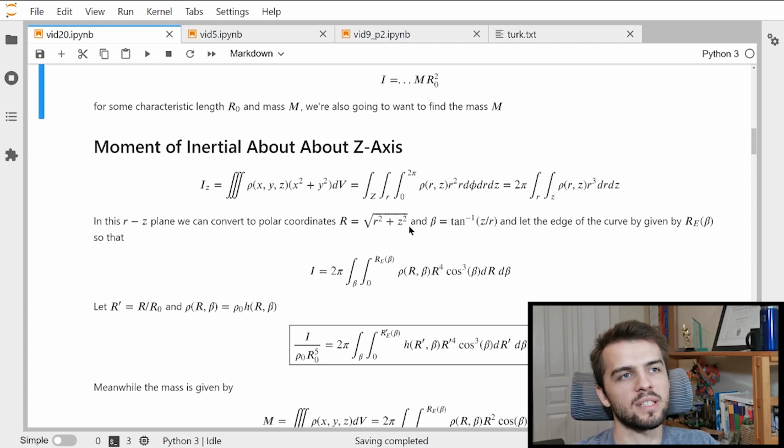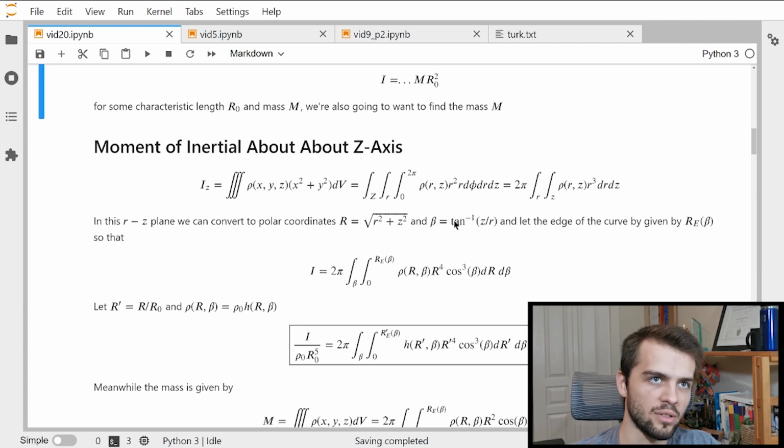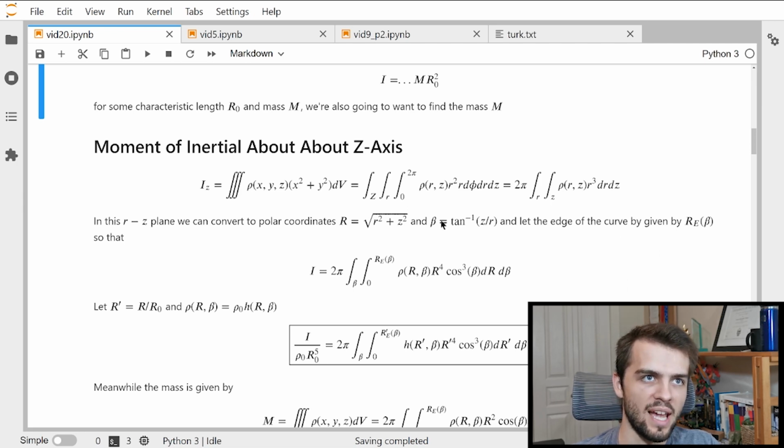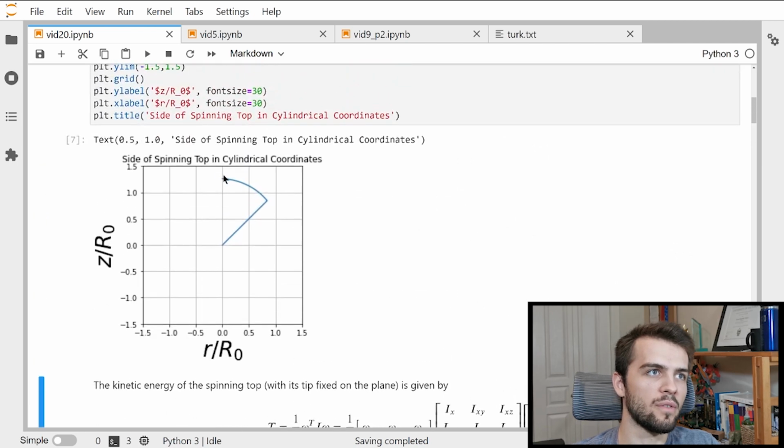So R is root r squared plus z squared. Beta, which is the angle, is tan inverse of z over r. That's how you define the polar angle in a simple way. And I let the edge of the curve be given by capital R_E of beta, right? Because beta is the angle. So R_E of beta would be this curve here, for example. And then I integrate from 0 to R_E of beta, so I sort of cover this. That's why I added this line here, because it was more informative when you integrate from the origin to this point.